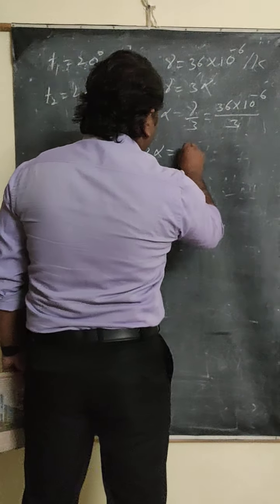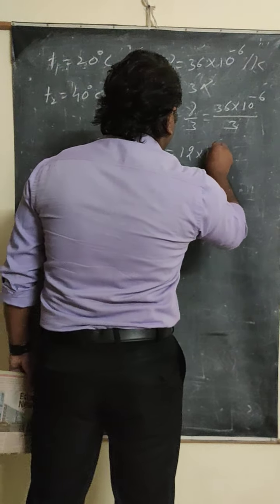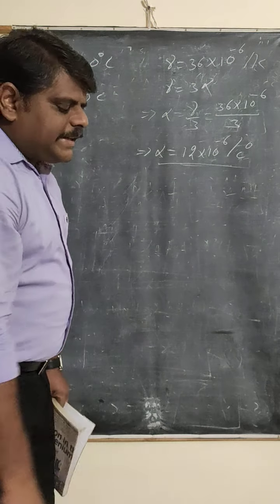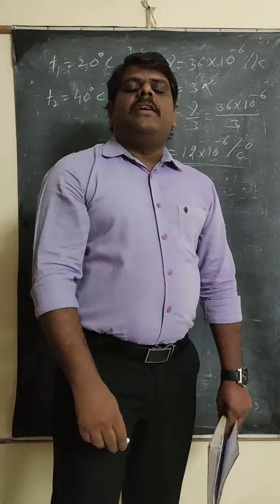So that means this value becomes 12 into 10 to the power of minus 6 per degree Celsius or per Kelvin. Anything you can write, no problem. So now we have the alpha value also with us. Now it's time to find out the loss or gain. Obviously, when the temperature increases, the loss of the time only will take place.